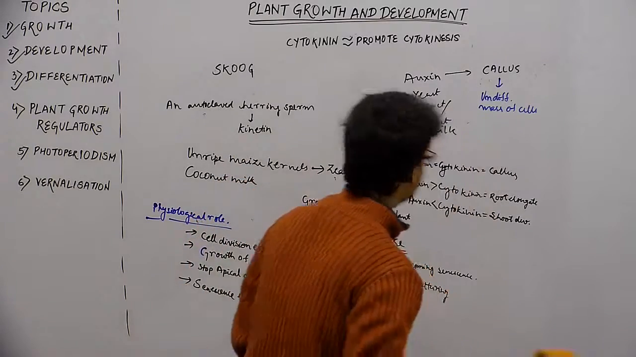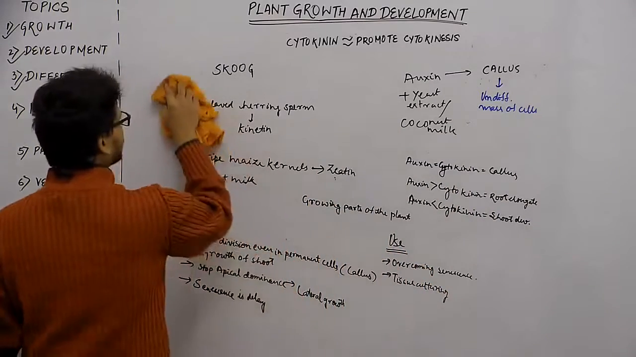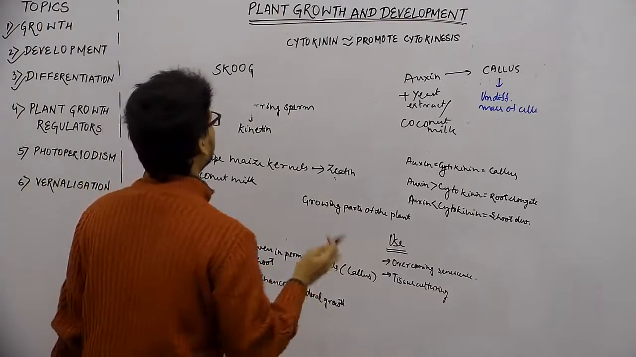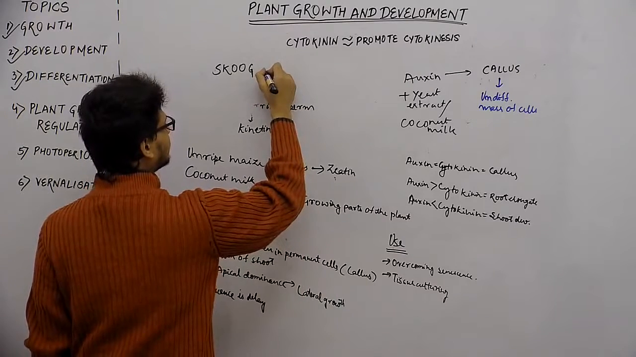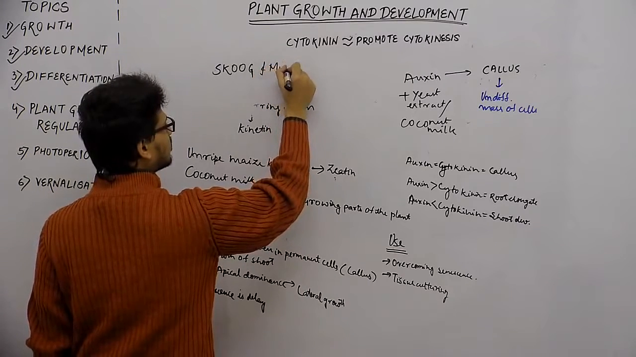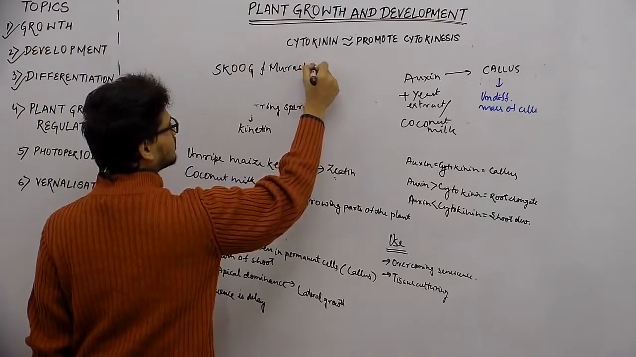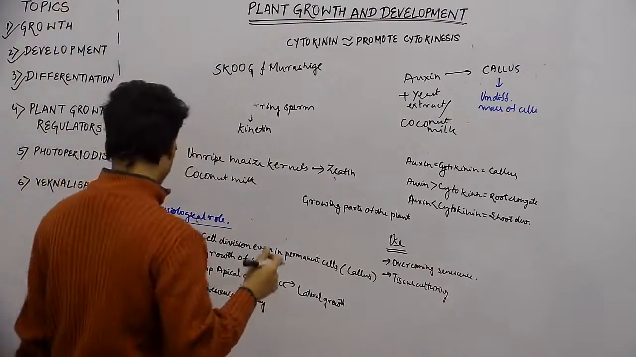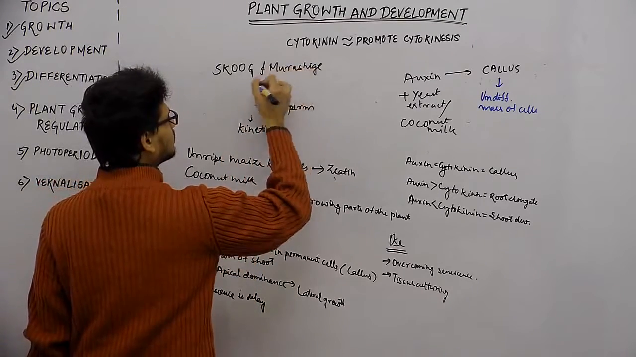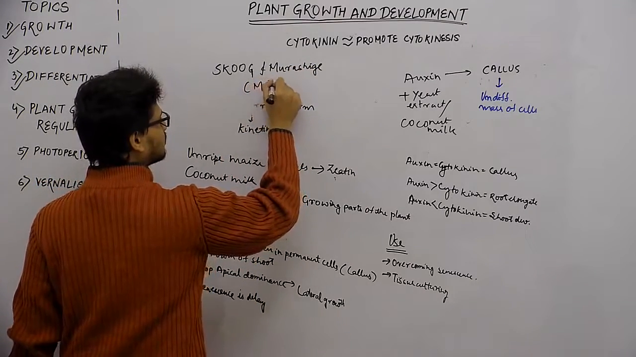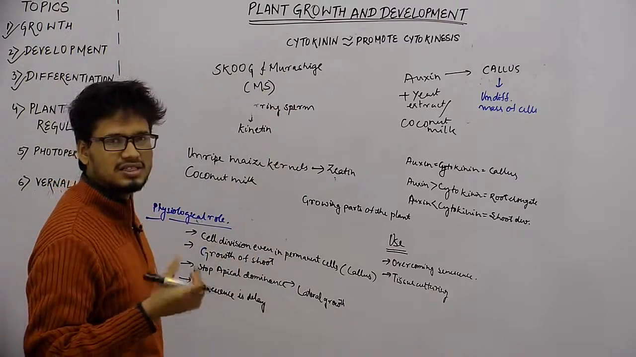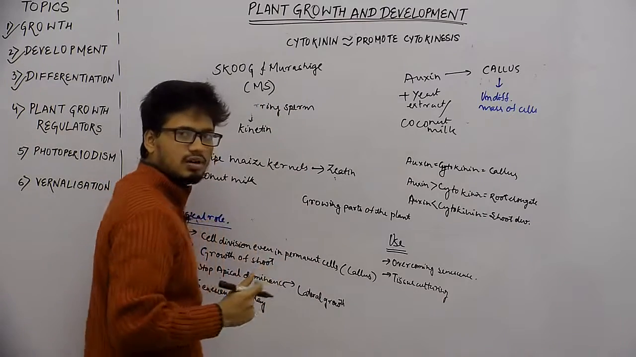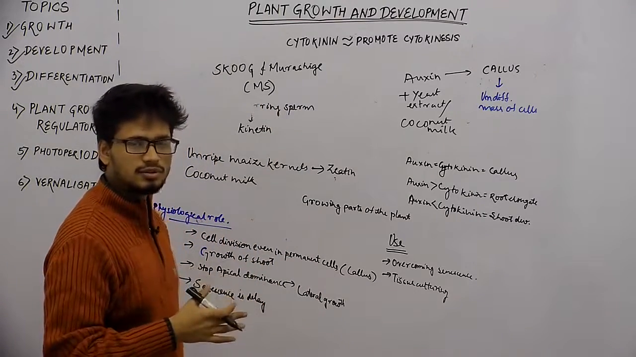Let's now talk about another hormone. Now it is noteworthy here that Skoog and another scientist named Murashige, a Japanese scientist, developed a media for plant growth which is very essential. So for most plant growth or plant cell culture, when we do it, we use a media which is known as MS media, or Murashige and Skoog media. Okay.